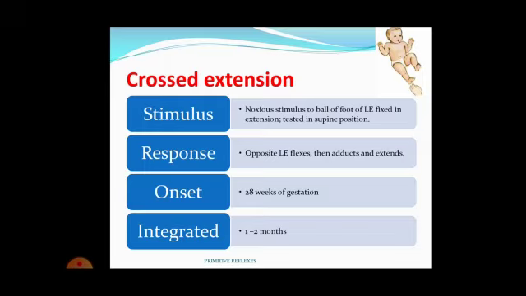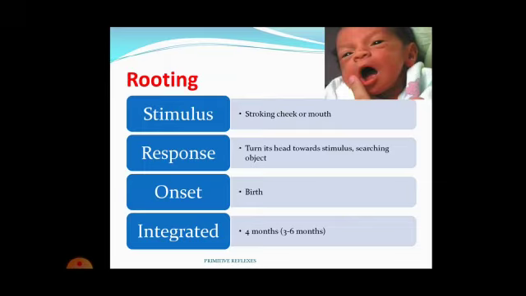Clear? So if you are stimulating on the right side as shown in this figure, you can see that the reflex response has come on the left side. Clear? So initially the lower limb goes into flexion, then adduction and again it comes into extension. Onset is at 28 weeks of gestation and integration occurs at the age of 1 to 2 months.